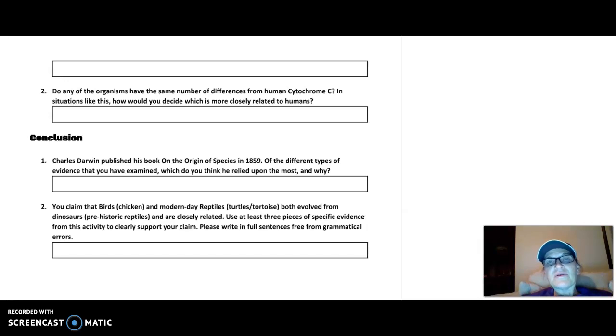So for example, the molecular biology, the molecular evidence, which actually has given us probably the greatest amount of evidence today, Charles Darwin couldn't rely on that because he had no idea. We didn't understand DNA. It wasn't until the 1950s that we even figured out the structure of DNA. And so in Charles Darwin's time, we didn't understand DNA. And so that definitely would not have been the evidence that he most relied on.